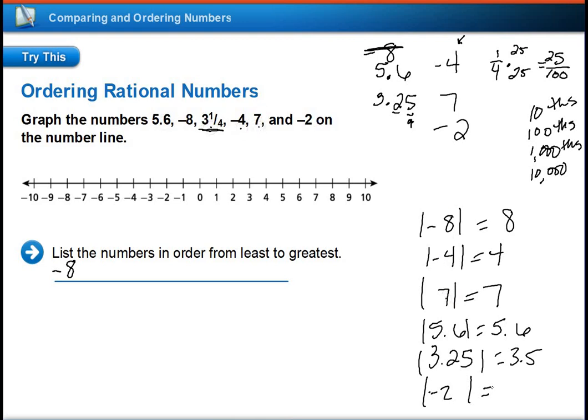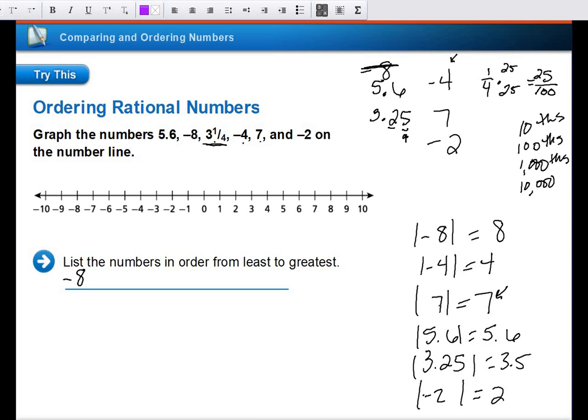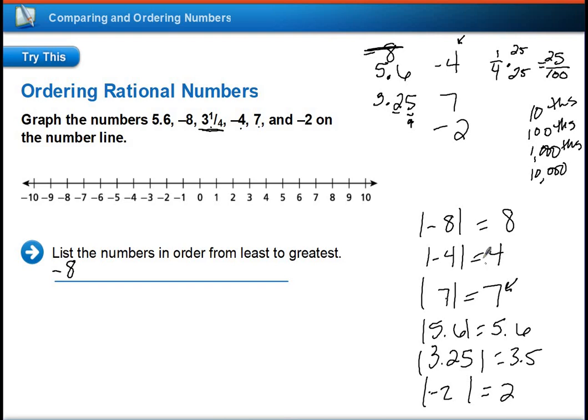Perfect. Okay, so then my next biggest number is 7, but that's a positive number, so it might not go next. Looking at it, if I continue on, I have negative 4. So I have 4, but it is negative, so that is going to be my next smallest number. Okay, so I've used these two already. And then going through, my next number is negative 2, and that's 2 spaces from 0, so it has to be my next smallest because it's the only negative number I have left.